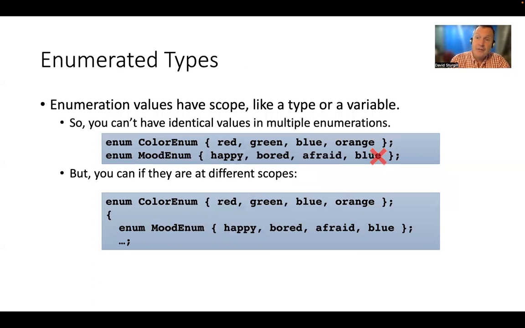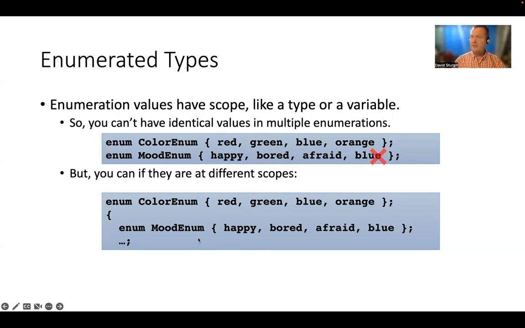The values in an enumerated type obey the same scoping rules as variables, which means you can have 2 different enumerations with the same value, just not at the same scope. So I could define a color enumeration that had red, green, blue, and orange, and I could define mood that had happy, bored, afraid, and blue, but just not at the same scope. The compiler would say, well, if you say the word blue, I don't know if you mean the one defined in this enumeration or the one defined up here.